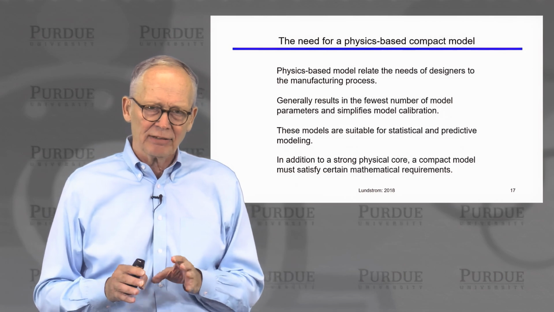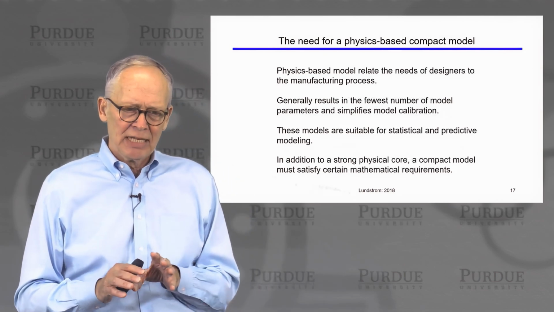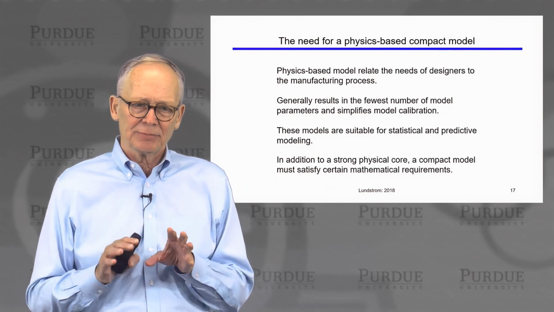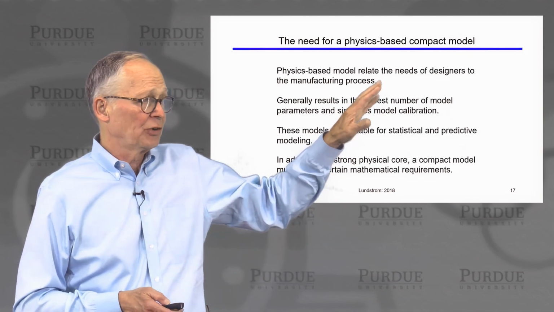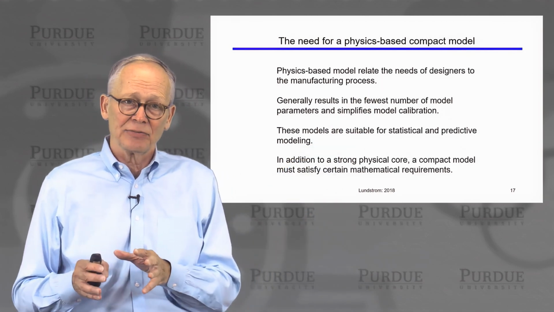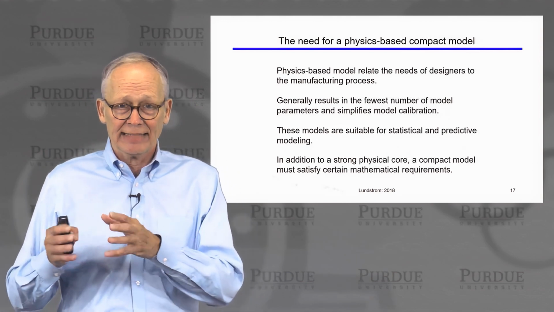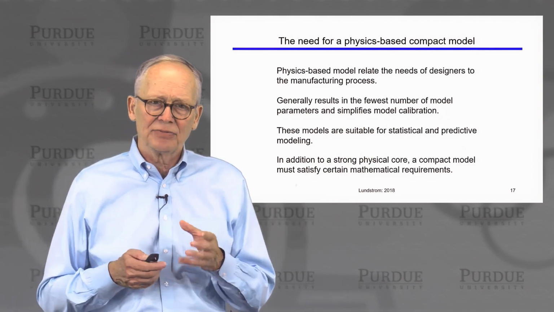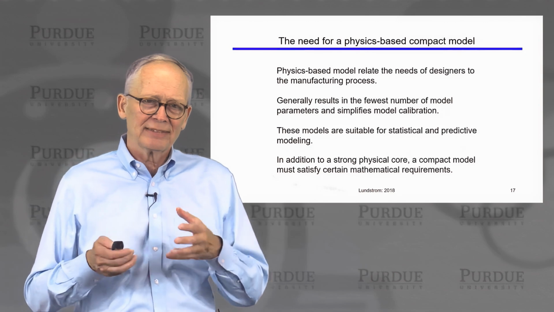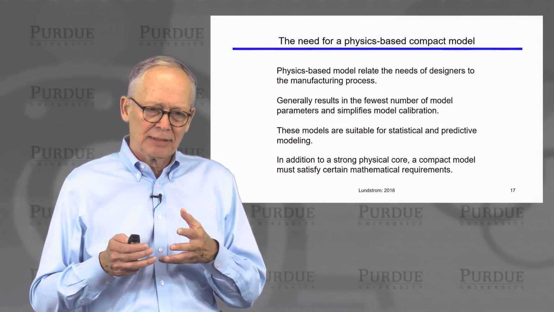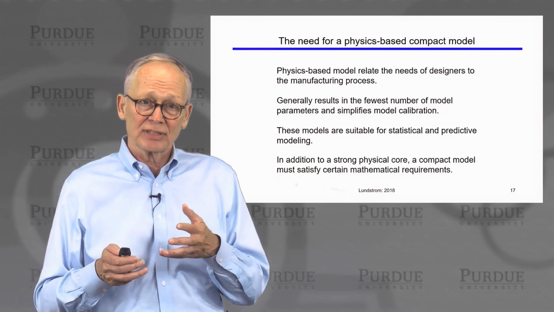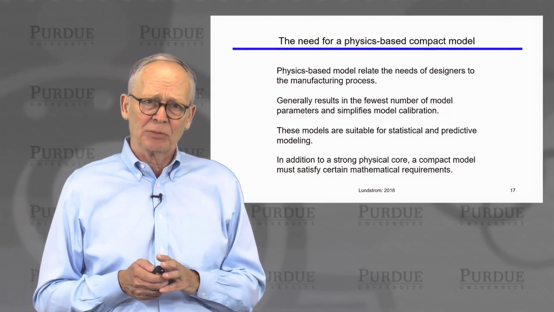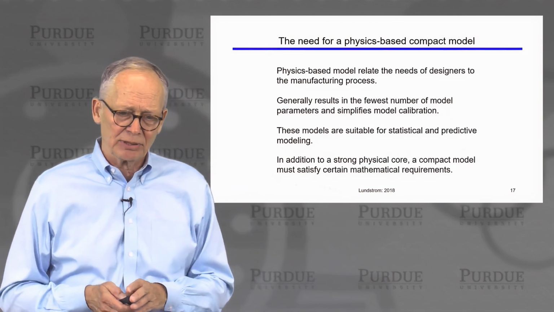Now, I mentioned earlier that there are these physics-type compact models. Generally, we would like a compact model used for circuit design to be physics-based. One of the reasons for that is it relates the needs of designers to the manufacturing process, for things like the gate oxide thickness or the doping density. Generally, it results in models that have the fewest number of fitting parameters. So it isn't simply curve fitting, it's fitting some equations that have strong physical significance, so we can usually get by with fewer fitting parameters. So it simplifies the calibration of a model to a particular manufacturing process.